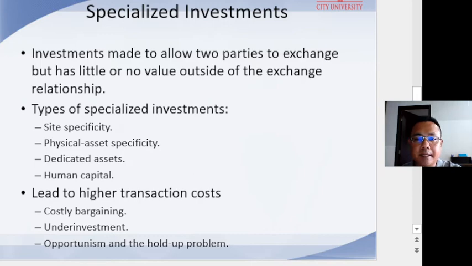And then as you can see from here, specialized investment has some implications in terms of costly bargaining. In situations where transaction costs are low and the desired input is of uniform quality and sold by many firms, the price of the input is determined by the forces of supply and demand. So when specialized investments are not required to facilitate exchange, very little time is expended negotiating a price. The scenario differs, however, if specialized investments are required to obtain the input.